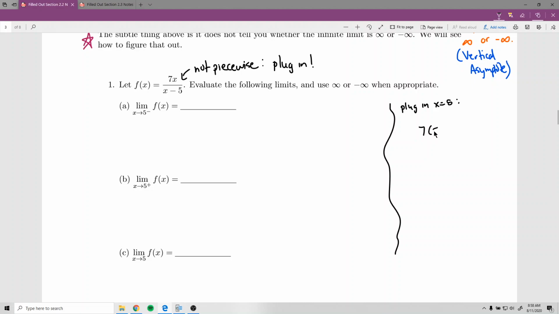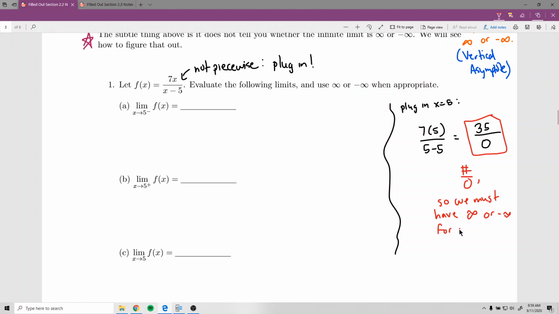I'll do that over here. We get 7 times 5 over 5 minus 5. 7 times 5 is 35 over 5 minus 5 is 0. And this is exactly telling us we have number over 0. So we must have infinity or negative infinity for the one-sided limits. So for part A, it's going to be infinity or negative infinity. For part B, it's going to be negative infinity or infinity. Part C will depend on what we get for parts A and B.